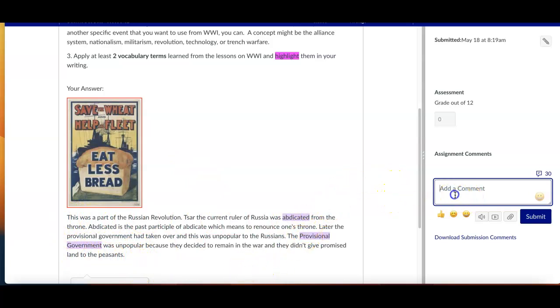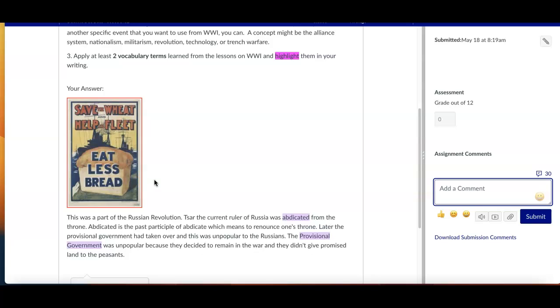How do you start? I always think it is a good idea to describe all of the details that you see in the art form, whether that's a political cartoon or a propaganda poster or a photograph, okay? So you might start out saying something like, in this poster, I see text that says, "Save the wheat and help the fleet eat less bread." There is a battleship in the background and a big loaf of bread that takes center stage in the poster. Something to that effect.